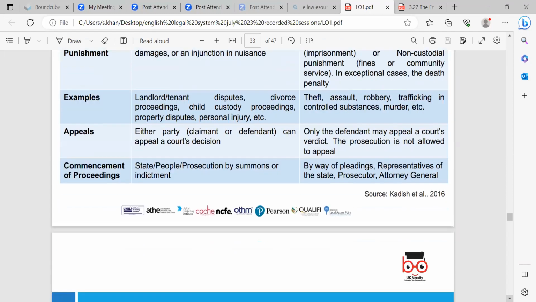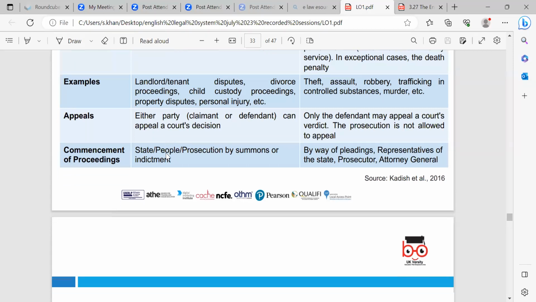Examples for civil cases: landlord and tenant disputes, divorce proceedings, child custody proceedings, property disputes, and personal injury. And for criminal cases: theft, assault, robbery, trafficking in controlled substances, murder, and the list can go on, drugs, money laundering. Appeals: for civil cases, either party, claimant or defendant, can appeal a court's decision, and in criminal cases only the defendant may appeal a court's verdict. The prosecution is not allowed to appeal.